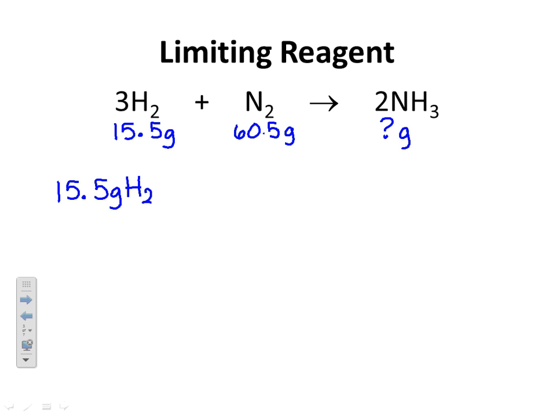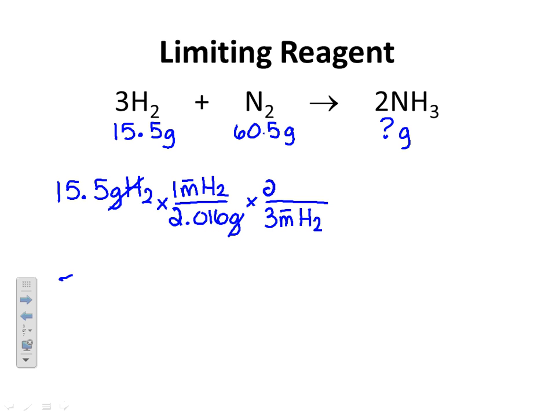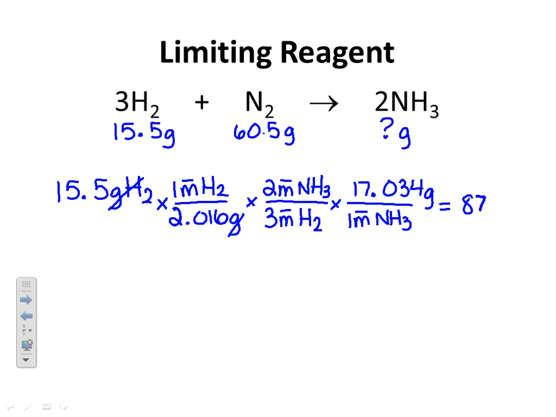So 15.5 grams of H2. First, we're going to convert to moles of hydrogen. So each mole of hydrogen is 2.016 grams. Now we use our balanced equation. For every 3 moles of hydrogen, we produce 2 moles of NH3, and 1 mole of NH3 weighs 17.034 grams. So typing that into our calculator will tell us the maximum possible if all 15.5 grams of hydrogen reacts. And we get 87.3 grams of NH3.